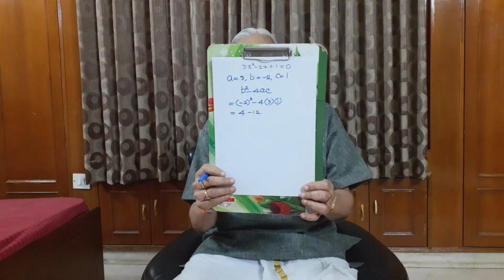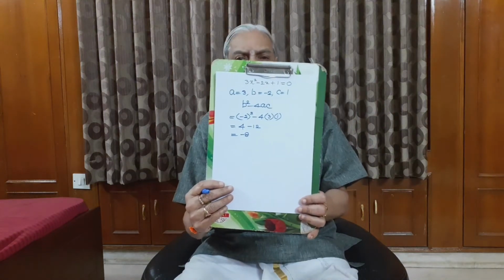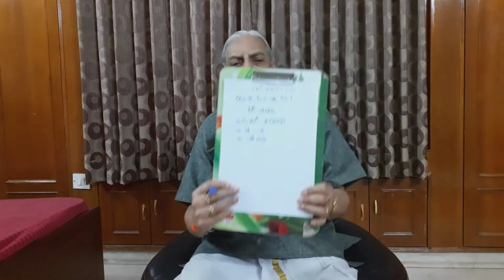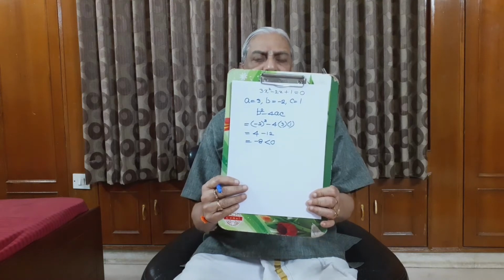Now simplify. What is minus 2 the whole square? 4. Then minus 4 into 3 into 1 is minus 12. What is 4 minus 12? It is a negative value. See that? It is minus 8. Negative value came. When it is negative, you must write it less than 0. Minus 8 is less than 0. When b square minus 4ac is negative, certainly the roots are not real.